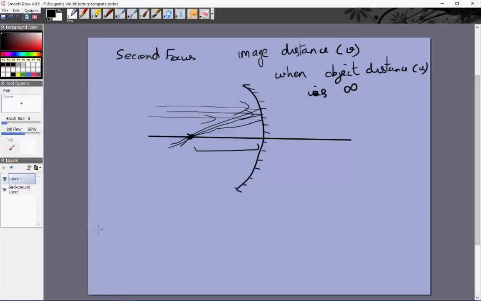Right. Now, let me just make a table here. First focal length and second focal length. For a concave mirror, what do you think is the direction or the sign of the second focal length? Yes, it's negative. Because the second focal length, remember, the direction of the incident rays is taken to be positive. So the right side is the positive side and this is the origin.